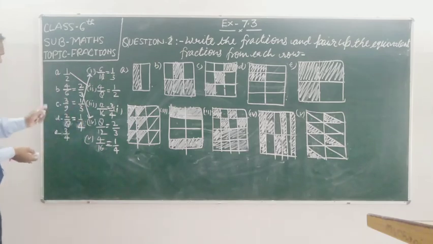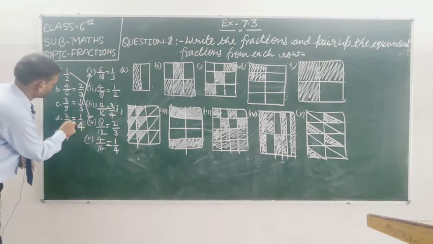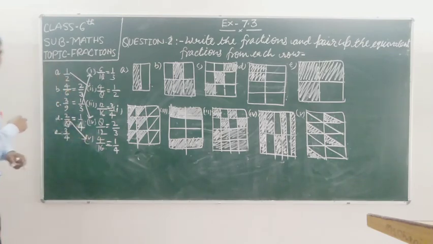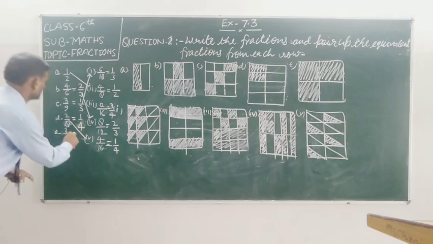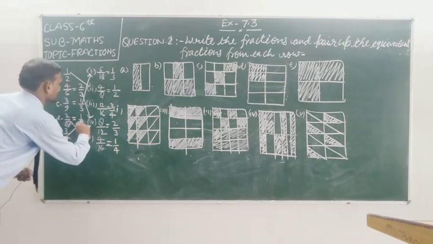And now you can match D to 5th. D you will pair up with 5, and E, the last, 3 by 4, will be paired up with the third part, like this, student.